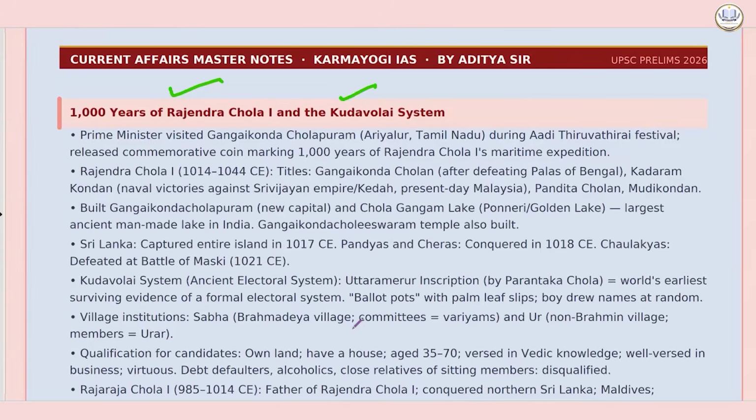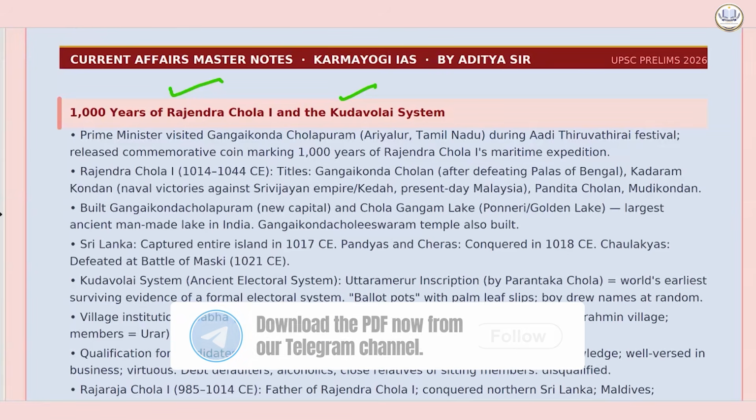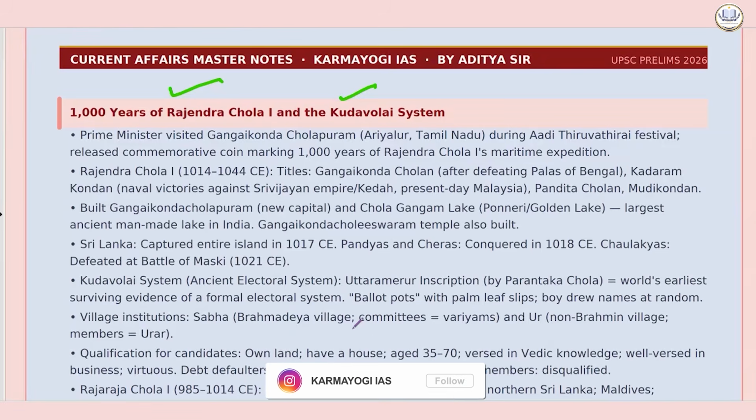Built Gangaikonda Cholapuram, the new capital, and the Chola Gangam Lake, that is Ponneri or Golden Lake, the largest ancient man-made lake in India, and the Gangaikonda Choleeswaram temple was also built. Sri Lanka, he captured the entire island in 1017 CE, Pandyas and Cheras conquered in 1018, Chalukyas defeated at the Battle of Musangi. What is the Kudavolai system?